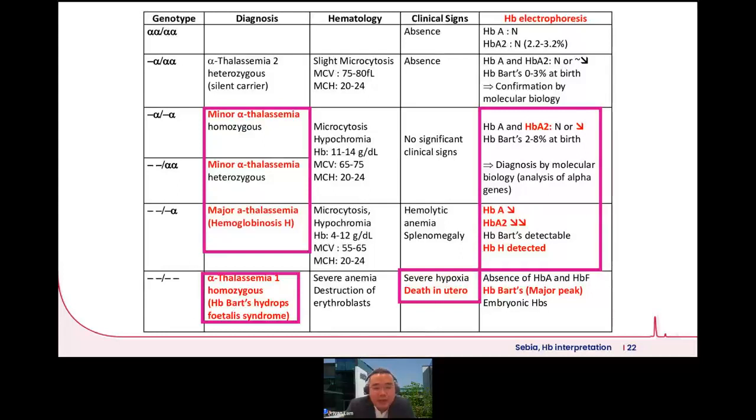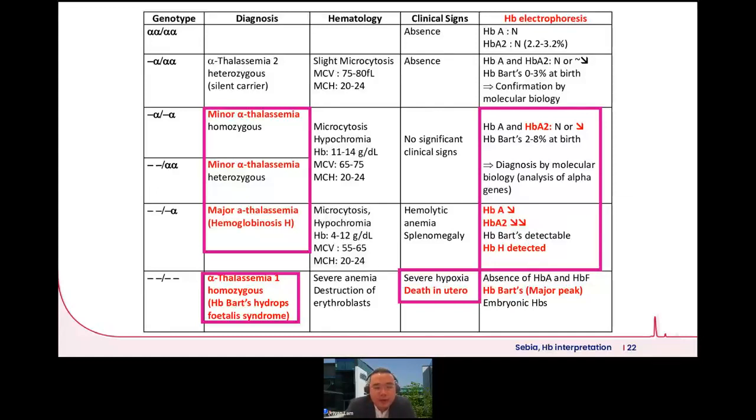So a summary on alpha thalassemia. The condition can be very mild if you have only a loss of one alpha gene. Remember, there are more alpha genes relative to beta genes, so it becomes like a buffer. So in an instance of the loss of one gene, you may not even see any clinical signs, but within the hematology, you can have slight microcytosis. So such are silent carriers.